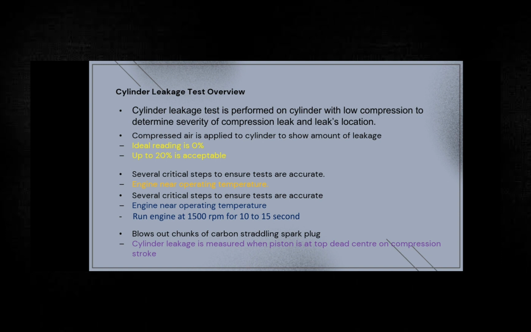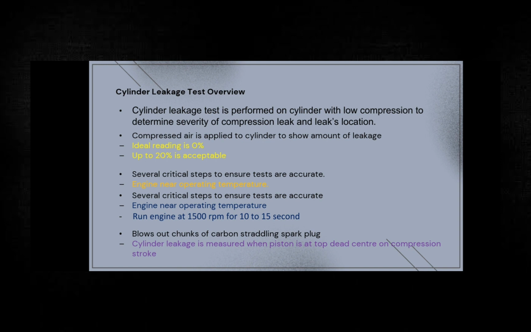Cylinder leakage test overview. First bullet, a cylinder leakage test is performed on a cylinder with low compression to determine the severity of the compression leak and the leak's location. Second bullet, compressed air is applied to the cylinder to show the amount of leakage. Ideal reading is 0%, up to 20% is acceptable.